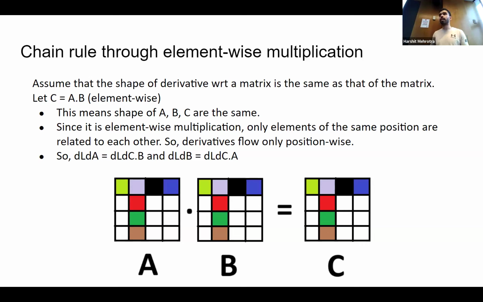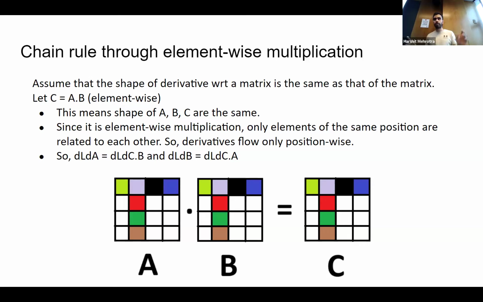So that also means that when you backpropagate, you do not have to worry about any other element when you're thinking about the derivative at any one position. So if you are given the derivative with respect to C, which is dL/dC, derivative of loss with respect to C, to get the derivative with respect to A, you can simply element-wise multiply it with B. And to get the derivative with respect to B, you can element-wise multiply this derivative with A. Just look at this color coding again to understand how that flows.